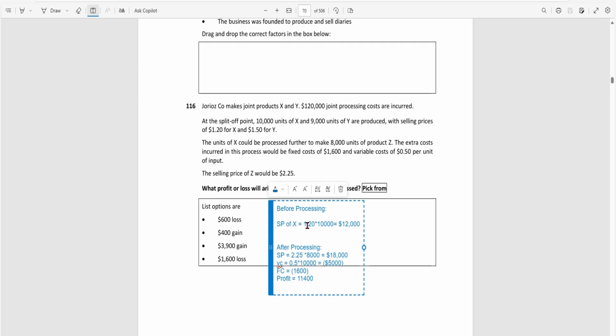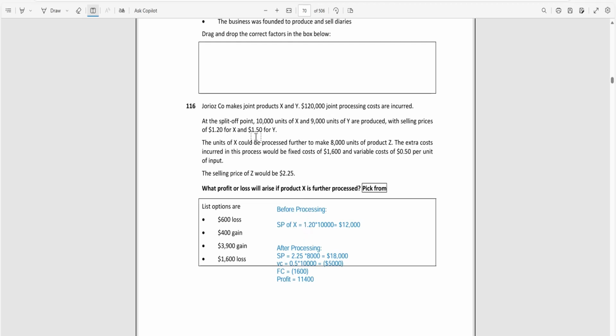So if we are not processing, we are earning the cash of 12,000, and if we proceed to further process product X, in that case we are earning 11,400. So we are going toward a loss of 600 if we choose to further process product X, right? So 600 loss.